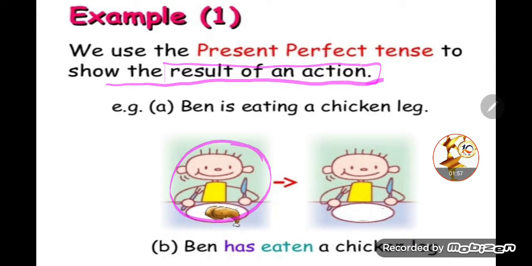For example, look at this picture. In this picture, Ben is eating a chicken leg. Chicken leg, can you see? After a while, we can say Ben has eaten a chicken leg. What is the result here? The action or the event is finished. But why did I use present perfect simple? Because of the result. Where's the result? As you can see, the empty dish, the knife, and Ben who finished his food. So here we have a result. These are the results. So when we talk about the results, we can use present perfect simple when we talk about finished actions or events, but the results of these actions still exist or appear in our present time.